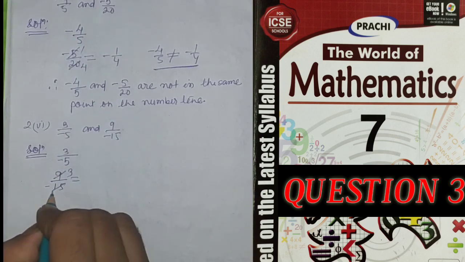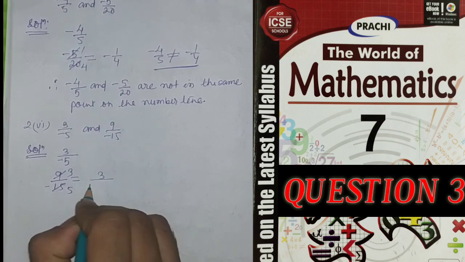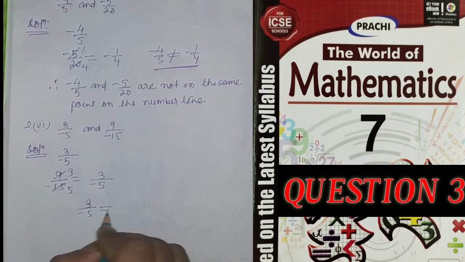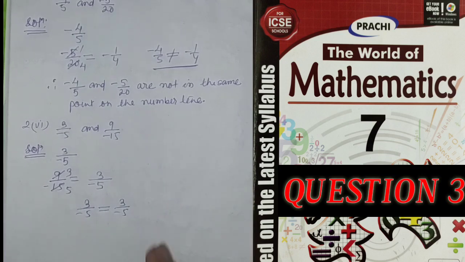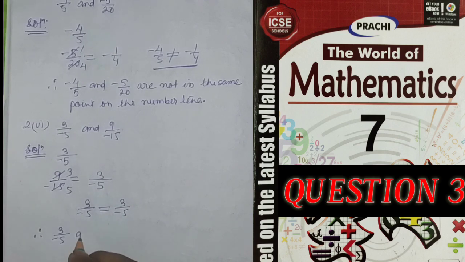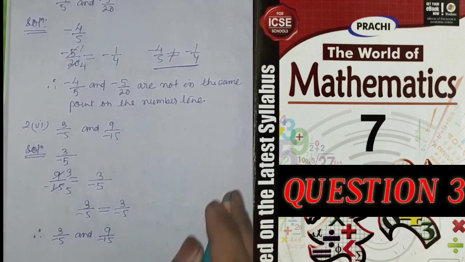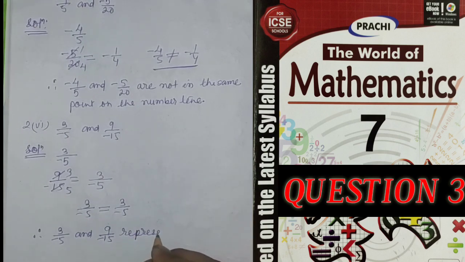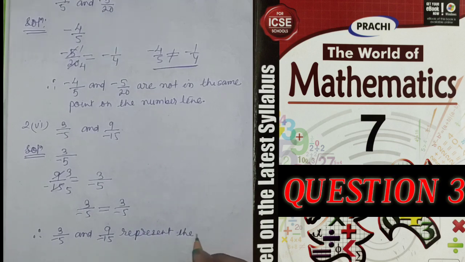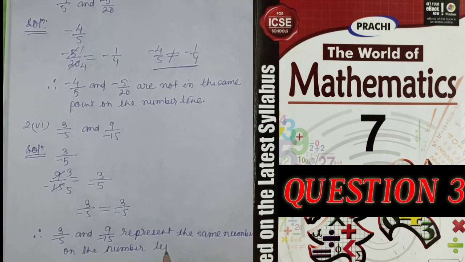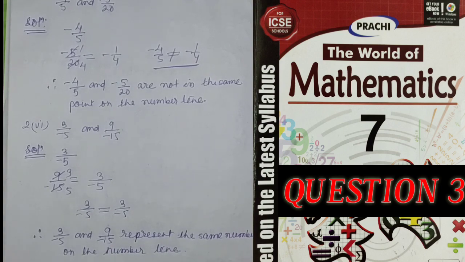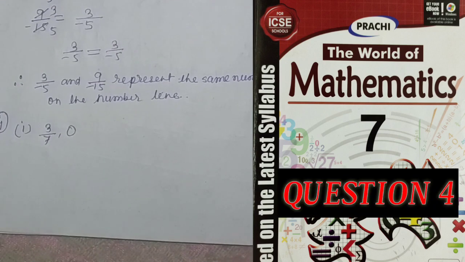जैसे 3 3 9 होता है, 3 5 15 होता है. ये बन जाएगा 3/-5. 3/-5 इक्वल टू 3/-5. ओके, सो these two numbers will represent the same point on the number line. दोनों बराबर हैं, इसलिए हम लोग लिख देंगे therefore 3/-5 and 9/-15 represent the same number on the number line. Okay students, ये बन गया क्वेश्चन नंबर 2. ओके, लेट्स मूव टू द क्वेश्चन नंबर 4.